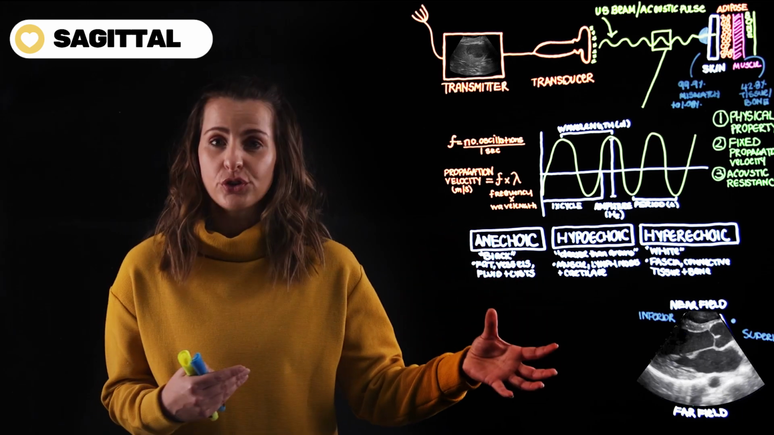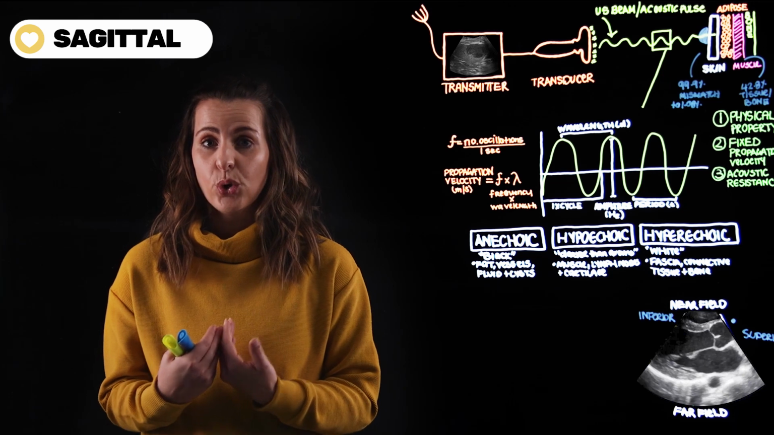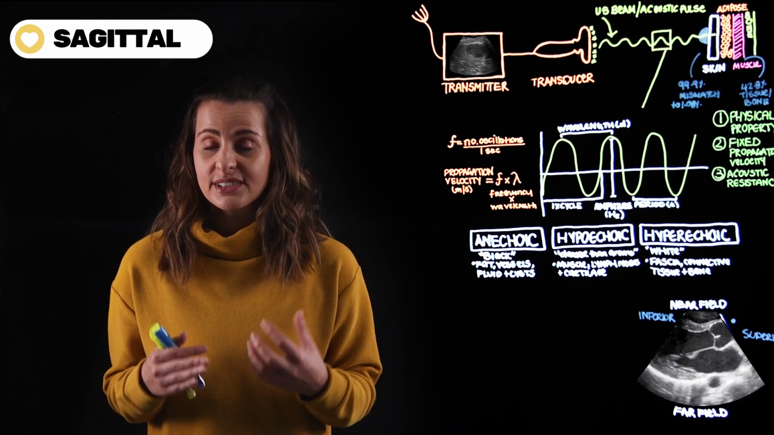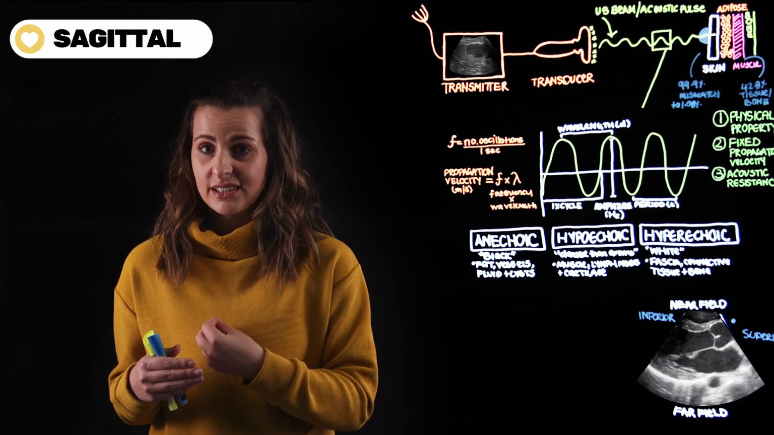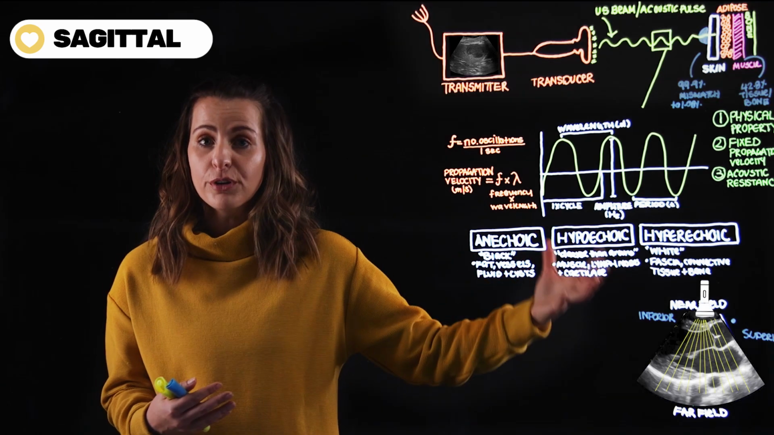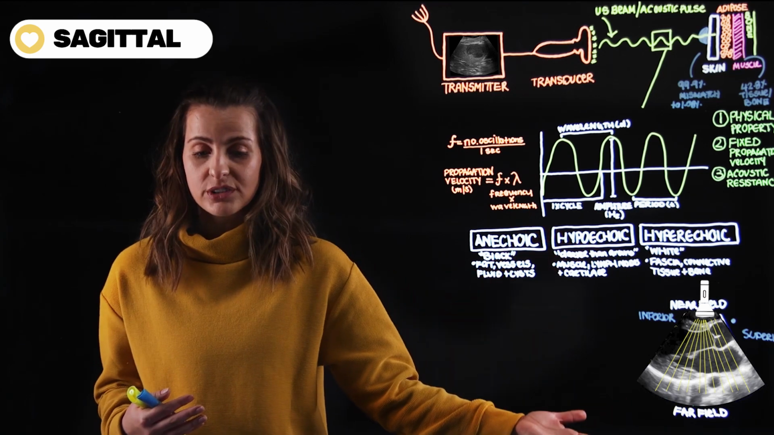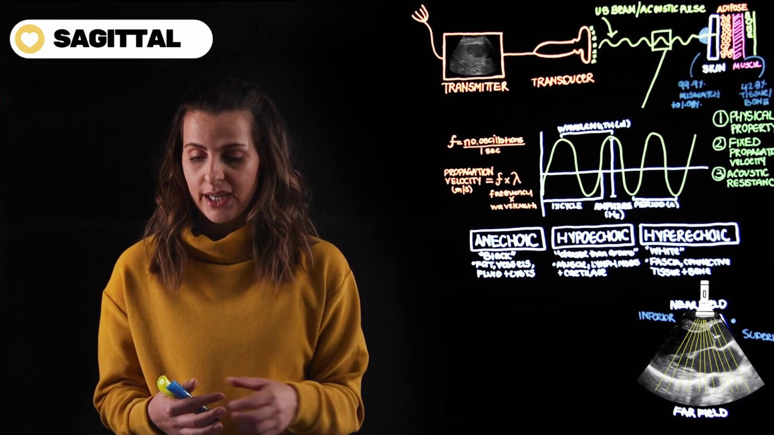So in this parasternal long axis view, with the probe positioned on the skin or the chest, our torch is then going to shine from anterior to posterior. So the near field or the top of the image is going to then be anterior, and the far field or bottom is then going to be posterior.